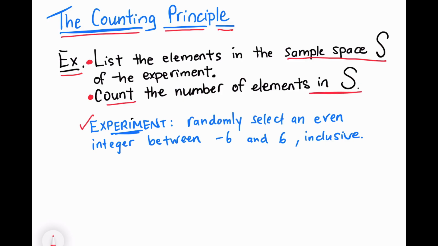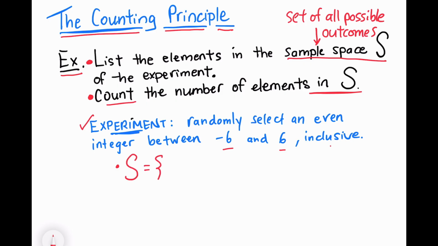So the experiment is that we randomly select an even integer between -6 and 6 inclusive. So that just means including -6 and 6. So if I were to randomly select an even integer between -6 and 6, what are all the possible outcomes? So that's what the sample space is. It's the set of all possible outcomes. Okay, so the set of all possible outcomes in this experiment is S.